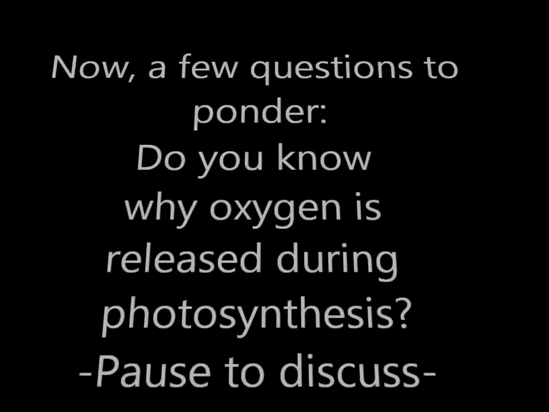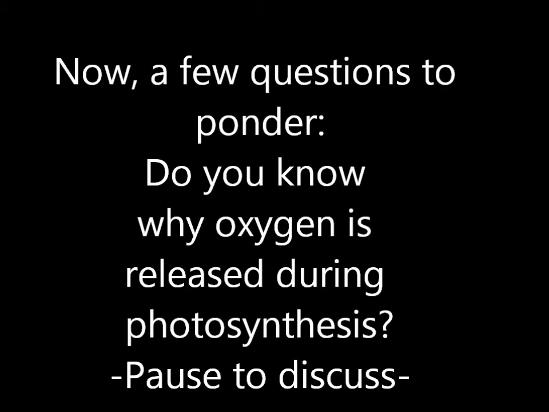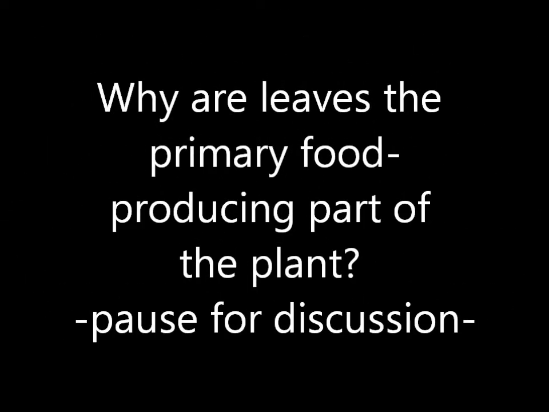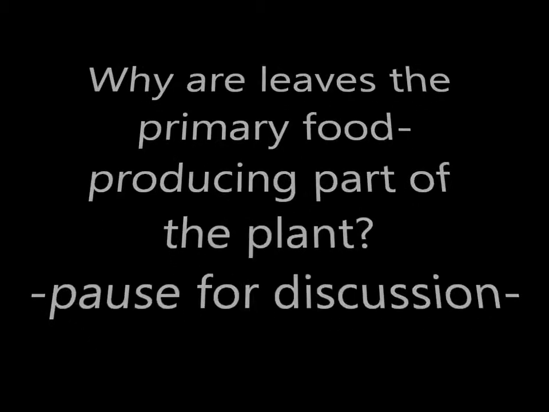Now, a few questions to ponder. I wonder if you can answer after watching our little video. Do you know why oxygen is released during photosynthesis? Because oxygen and sugar are the products of photosynthesis. Great. Why are leaves the primary food-producing part of the plant? Because that is where photosynthesis takes place.